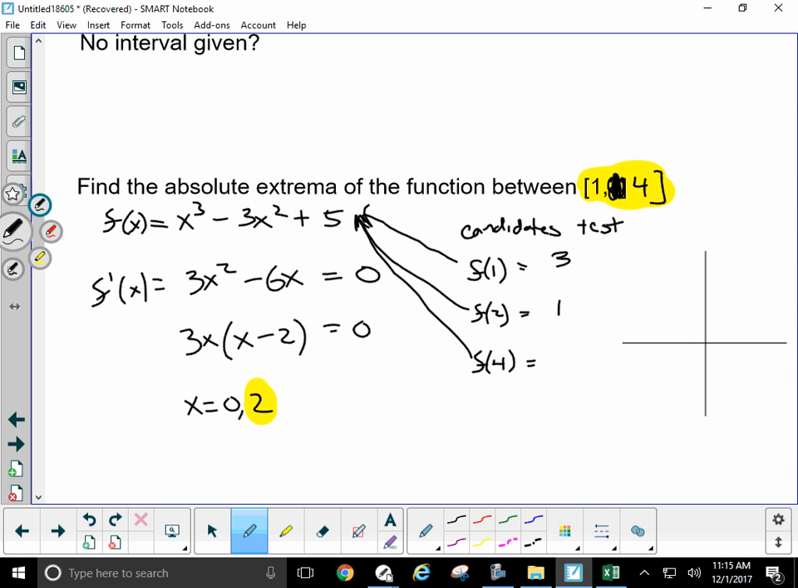This is kind of where the candidates test is not easy to work with, if I have to do a lot of arithmetic. If I had a calculator, sure, I could do that. But, you know, this is kind of key for not having a calculator and doing things quickly. So, I don't know, I'll just do it. 4 cubed in my calculator, just for brevity's sake, minus 3 times 4 squared plus 5. I get 21.